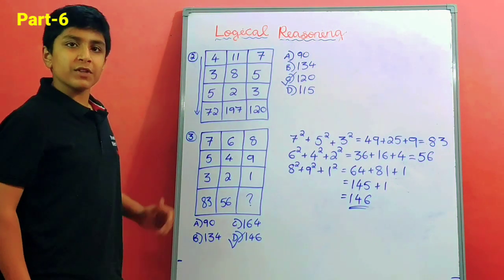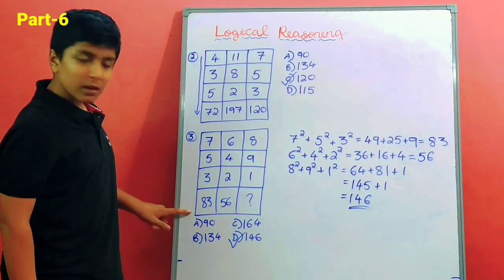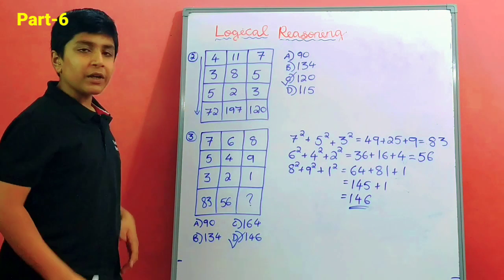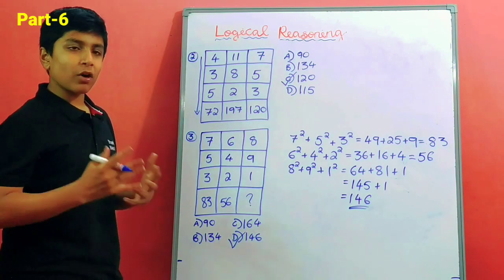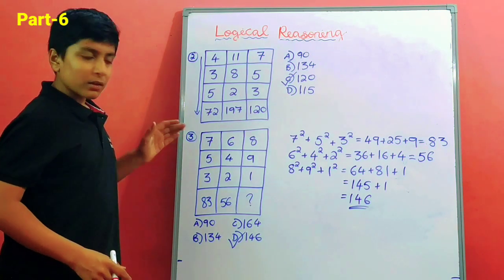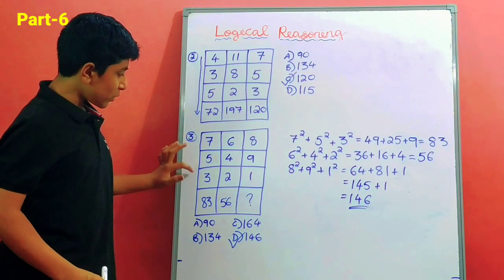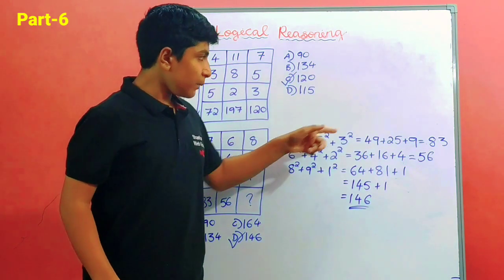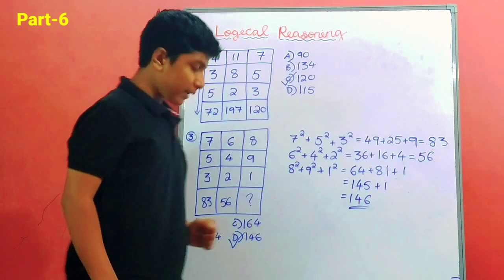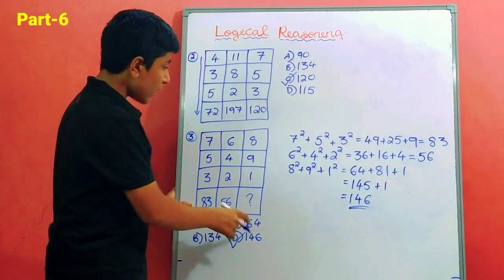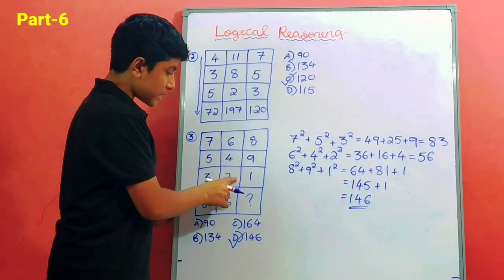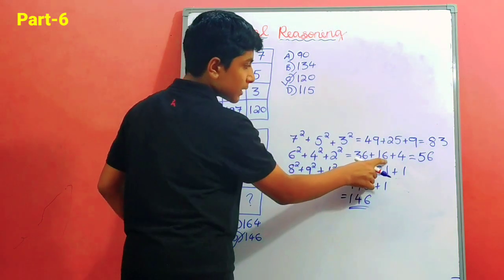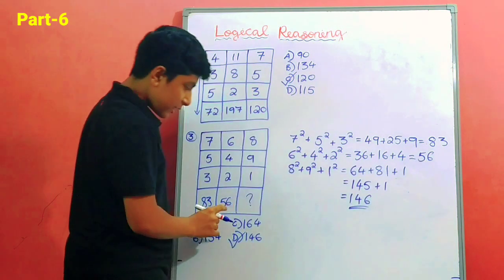So we got this by, we saw that the greatest value of numbers is in the last row. So we had to do adding, subtracting, multiplying or dividing for the first 3 rows. So we did 7 square plus 5 square plus 3 square, which is 49 plus 25 plus 9, which gave us 83. We had 83 here. And for the second one, 6 square plus 4 square plus 2 square gave us 36 plus 16 plus 4, which gave us 56, which we had here.